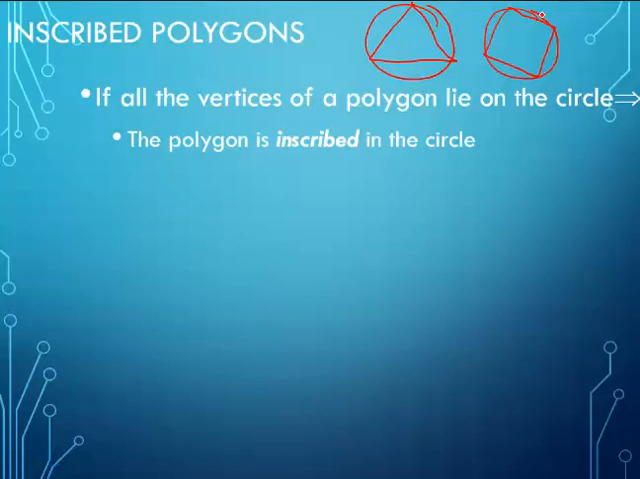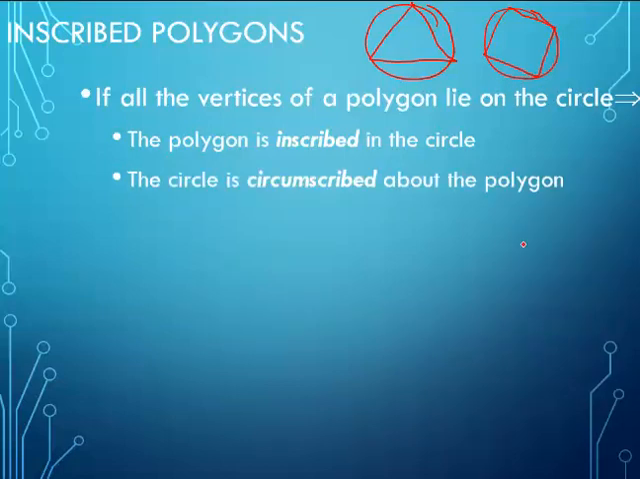But where is the circle with respect to the polygon? It is outside. It is being drawn around. So we say that the circle is circumscribed. This prefix circum means around. We learned that with circumcenter. Circumcircle. Circumference. All comes from the same root word.